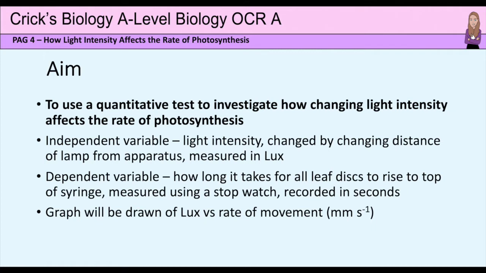of photosynthesis. The independent variable in this experiment will be the light intensity, which will be changed by changing the distance between the lamp and the apparatus, and the light intensity will be measured in lux. The dependent variable is how long it takes for all of the leaf discs to rise to the top of the syringe. This is measured using a stopwatch and recorded in seconds. Finally, the graph will be drawn of lux versus rate of movement in millimetres per second.